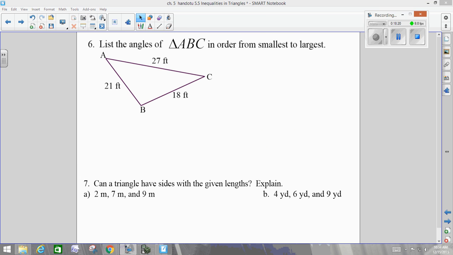Number 6, list the angles in order from smallest to largest. List the angles in order from smallest to largest.